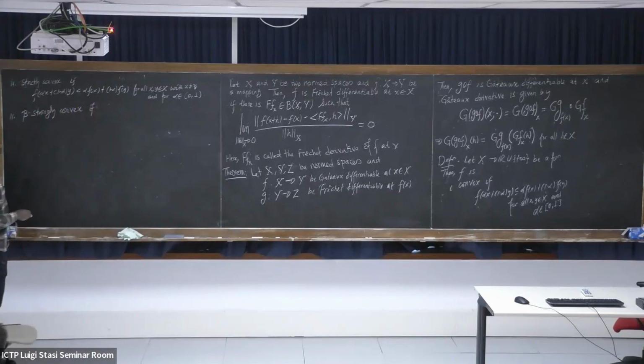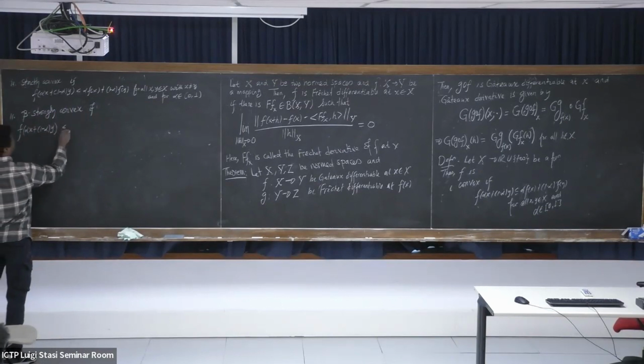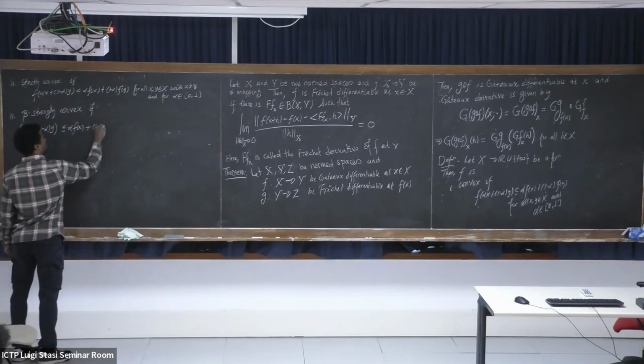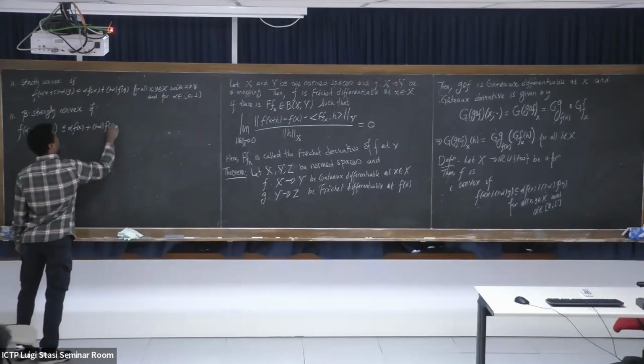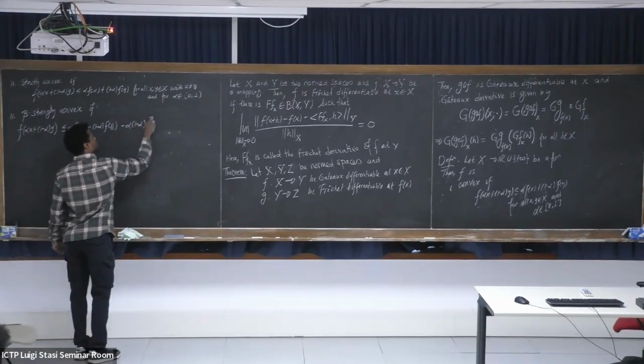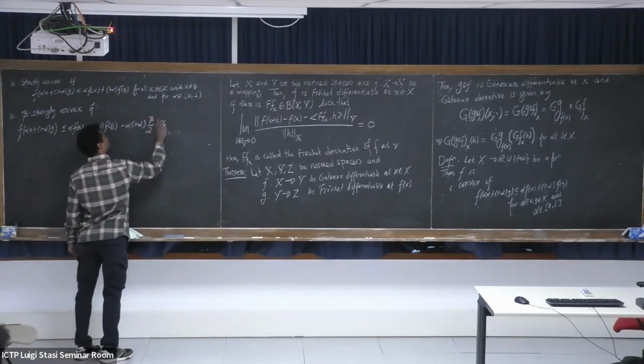If f of alpha x plus 1 minus alpha y is greater than or equal to alpha times f of x plus 1 minus alpha times f of y, minus alpha times 1 minus alpha times beta over 2 times the norm, with this one.